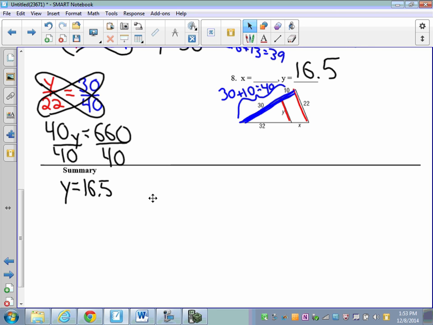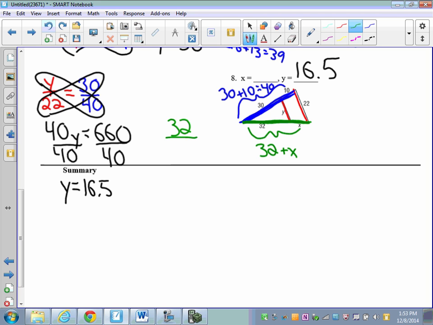Now we're going to solve for x. So with x, that's this side right here. I'm going to start off with my small triangle. My small triangle has 32 over my larger triangle. So that's the whole side. So this side here is 32 plus x. And I'm just going to keep the same thing that I had before with my blue side. That was 30 over 40.